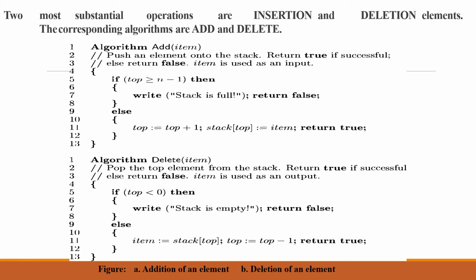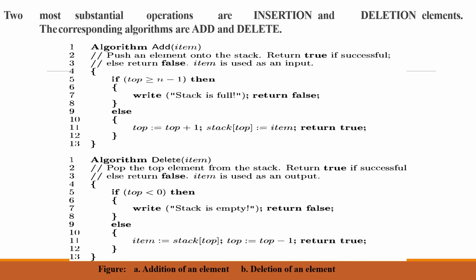So the two most substantial operations are either insertion or deletion of elements. The corresponding algorithms are add, that is for an insertion, and delete, that is for a deletion. So these are the two algorithms, or representations, of add and delete. The first algorithm is add item. This process we can call a push. Normally, inserting an element into the stack we call a push operation.